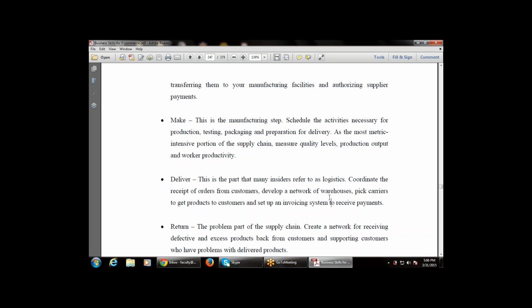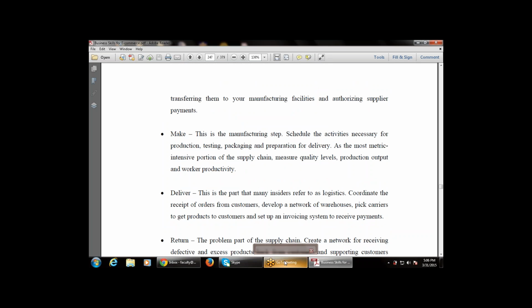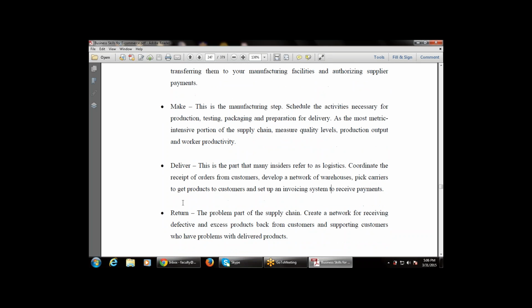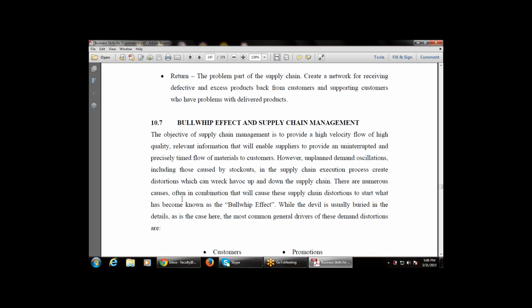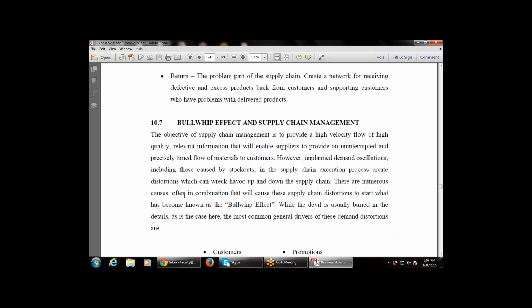So there should be a network maintained for receiving the defective and excess products back from the customers and supporting customer satisfaction for those who have problems with delivered products. That is, there are some customers who have some problem after delivery of the product, so create a network for returning purposes. So these are the 5 steps. First of all, plan, then source, who is the supplier, then make, that is the manufacturing step, then deliver the product, then return the product or create a network for returning the product. These are the 5 components of supply chain management.